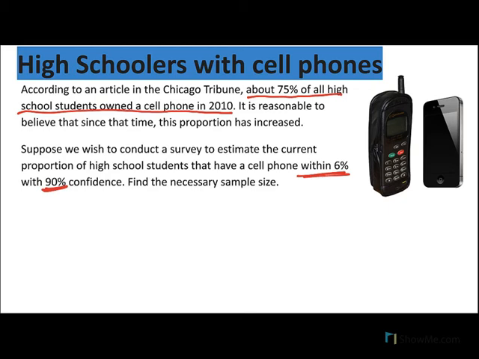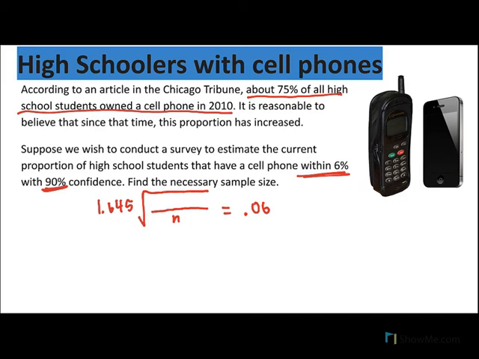My z-star for 90% is 1.645. We have square root of p times 1 minus p over n. N is obviously what we're solving for. I'm going to come back and talk about p. And then we want that to equal 6%. Make sure you turn that into a decimal. If you use 6 as that number over here, you're going to get a number that is really, really ridiculously small. Basically, you're telling the formula that you want to be within 600%, which is crazy.